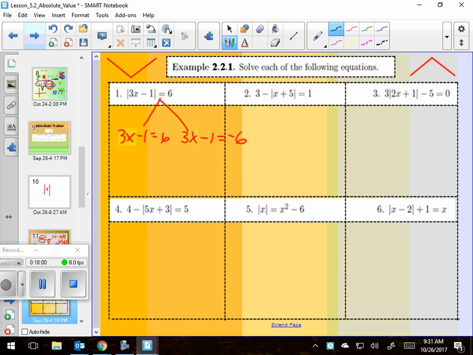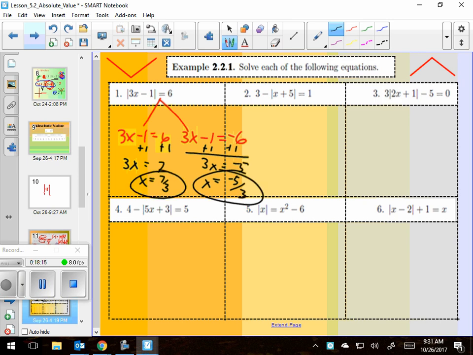So then I just add 1 to both sides. 3x equals 7, x equals 7 thirds. And add 1, 3x equals negative 5, x equals negative 5 thirds. Some people that were in the old mode of using plus and minus 6 will get this all messed up because they'll think the answers are plus and minus whatever, but it's not. You've got to have two separate equations.